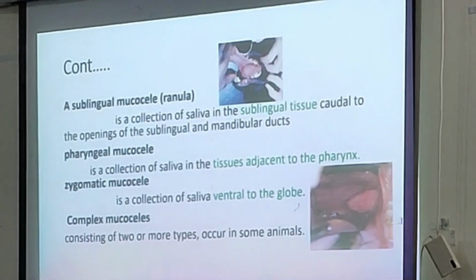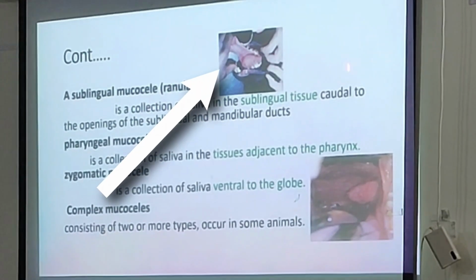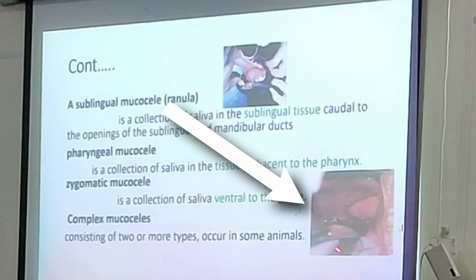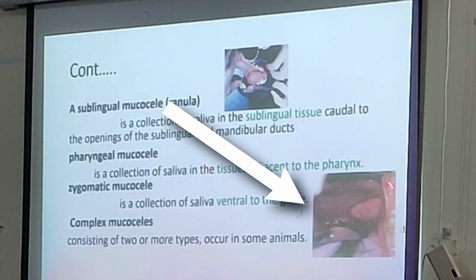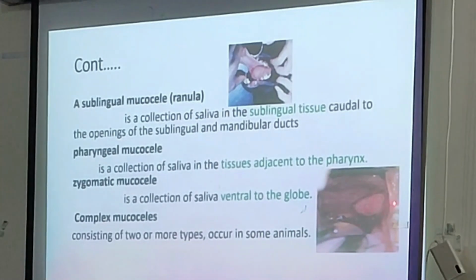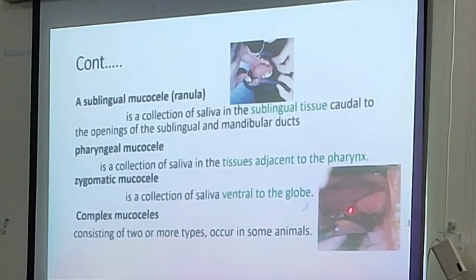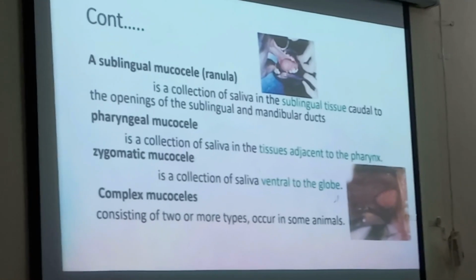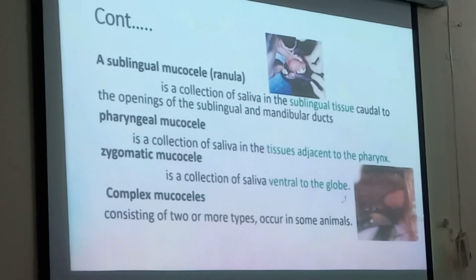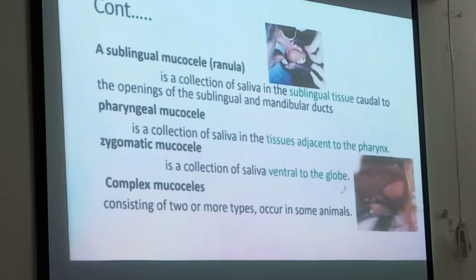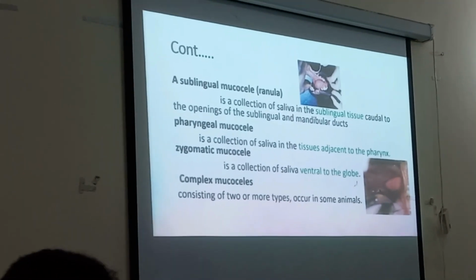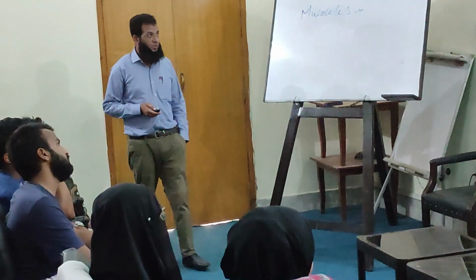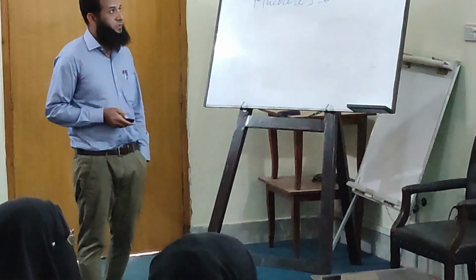Here you can see a sublingual mucocele, its anatomical position, and here you can see the mucocele on the pharyngeal region. Therefore, it is known as pharyngeal mucocele. If more than one mucocele exists in different anatomical positions, then it is known as complex mucocele. A mucocele consisting of two or more types occurring in some animals is known as complex mucocele.